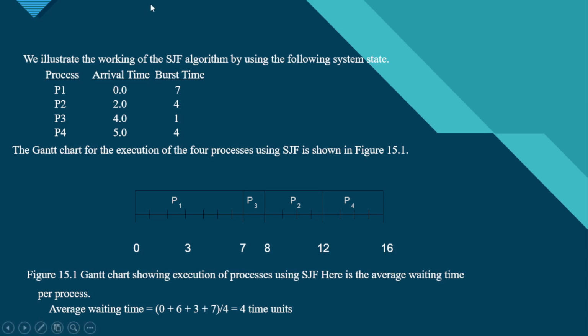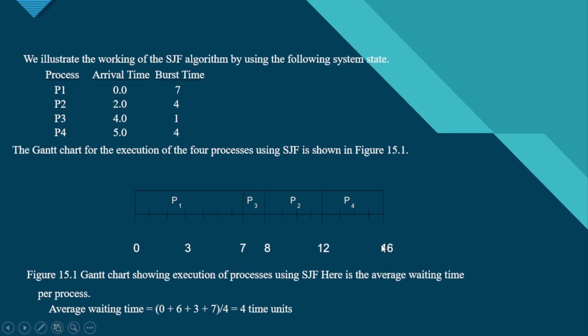P2 has come at 2.0 and P4 has come at 5.0. So according to first come first served, the CPU would be allocated to P2, because 2.0 is less than 5.0. So P2 has come before P4. The CPU would be allocated to P2. Then the burst time is 4, so 8 plus 4 is equal to 12. Then the burst time of P4 is 4, so 12 plus 4 is equal to 16.